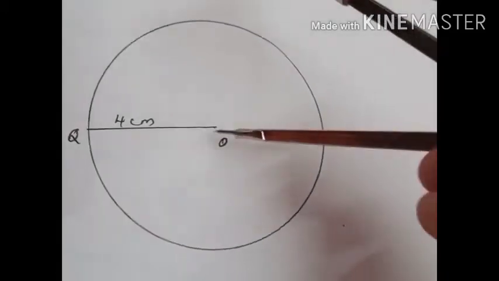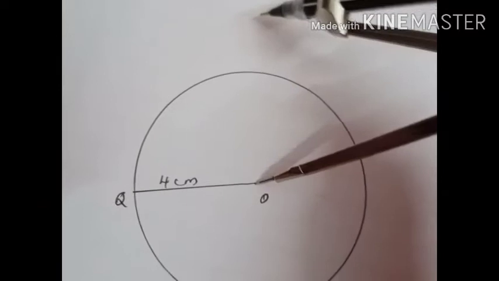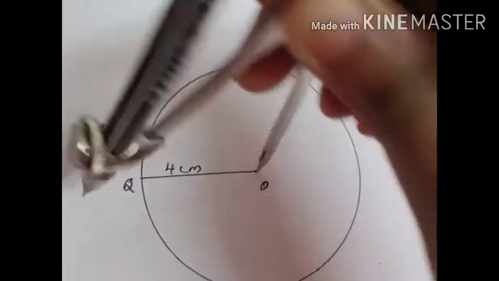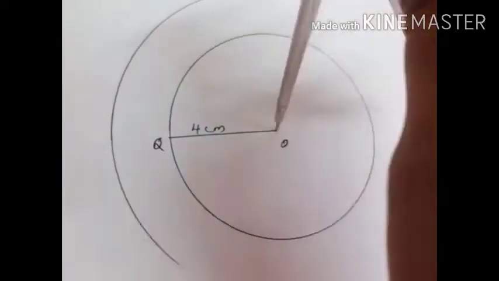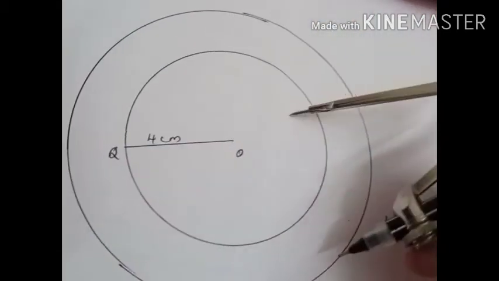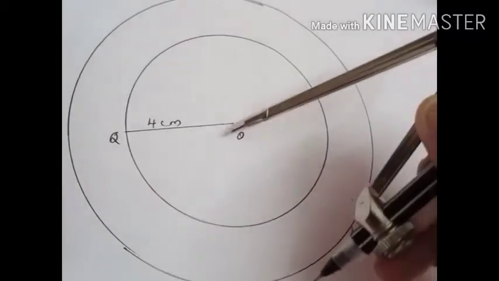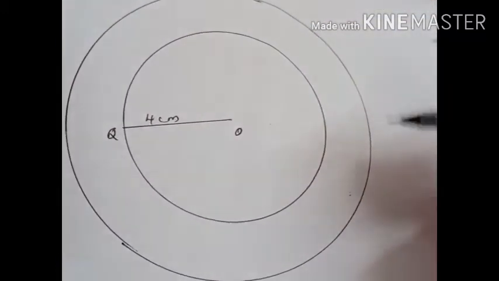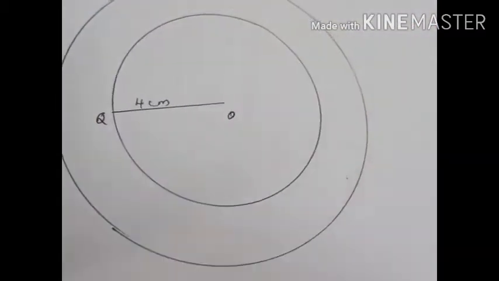Next we have to draw another circle with the center O itself, but the radius is 6 cm. I took the 6 cm from the ruler and here I draw the second circle, that means the concentric circle, the second circle with the same center. So these two circles are known as concentric circles, with the same center and different radii. Here the radius is 6 cm, that we should mention here.